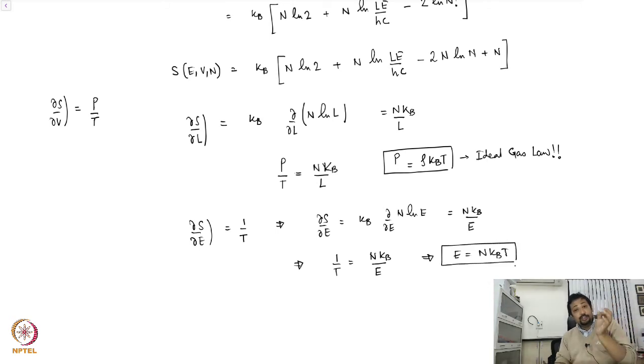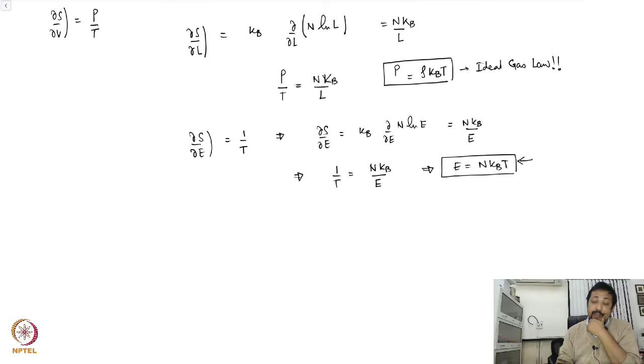Recall that this was in 1 dimension. If you had done it for 3 dimensions, you would have got the result 3n k_B T. So that is precisely the case that you have. This is the dependence of energy of an ultra-relativistic gas.